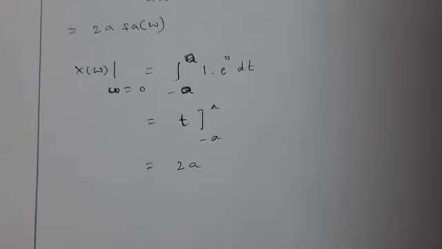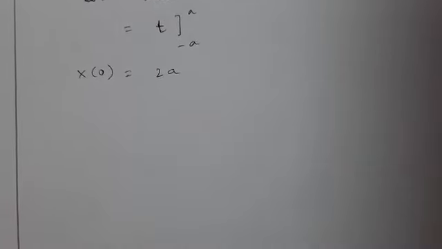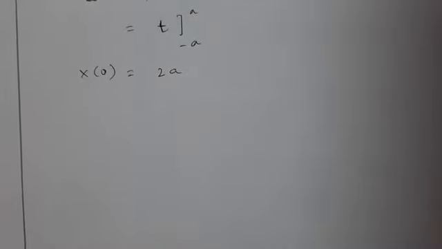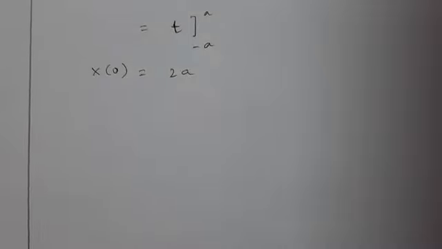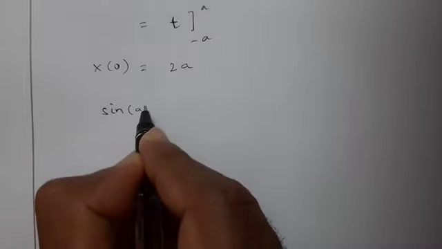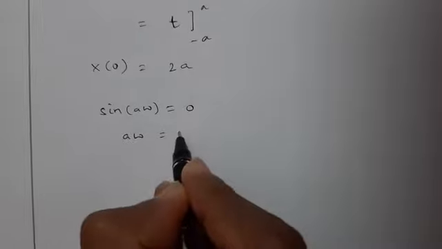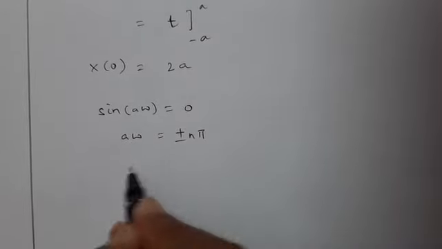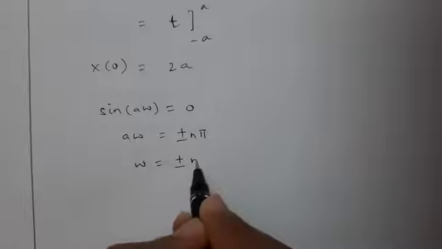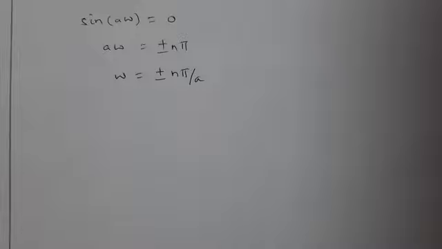Means X of omega at omega equal to 0, which is X of 0, you can call it, is 2a. Okay, for plotting my magnitude and phase it will be useful, so I have got that at 0. Now as I told, for the zero crossings, earlier it was sine of omega by 2, now sine of a omega is equal to 0, or a omega equals plus or minus n pi, or omega is plus or minus n pi by a. Equate your sine term to 0, you will get the zero crossings.